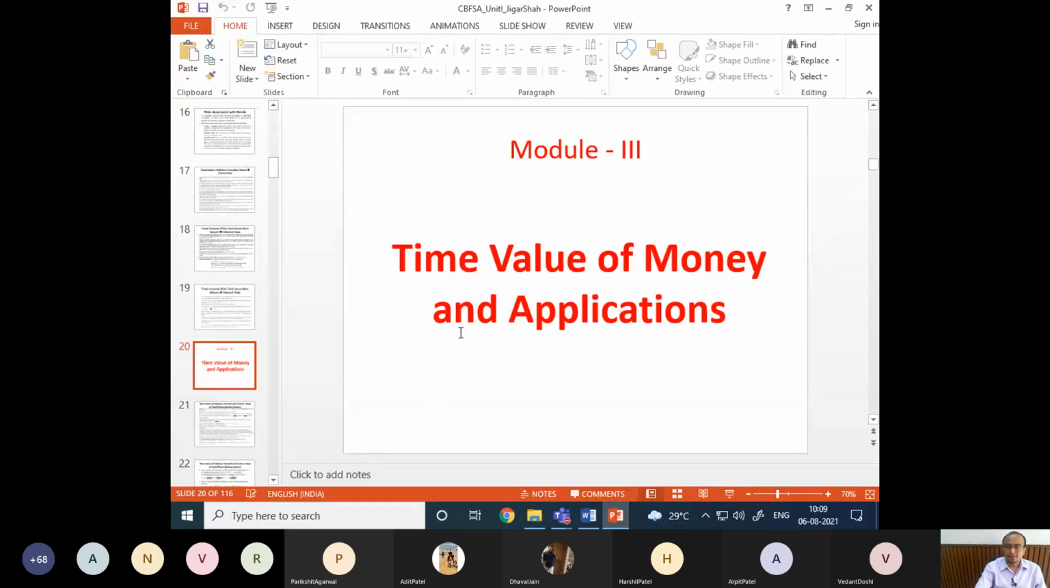So now let me continue with this, and we use this in the calculation of the time value of money and its application in the calculation of annuity, loan EMI, and bond yield.